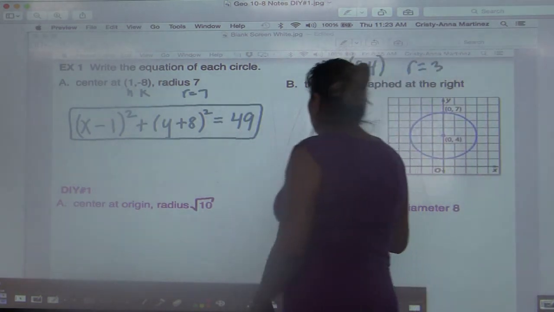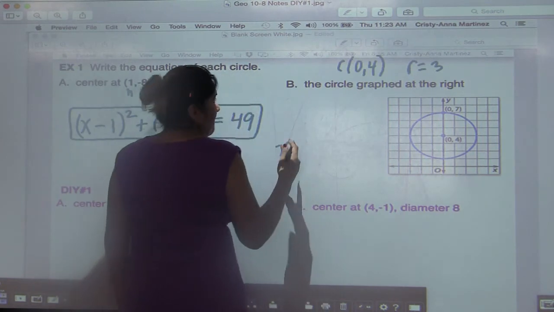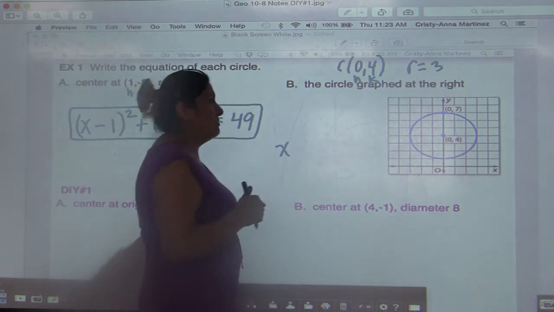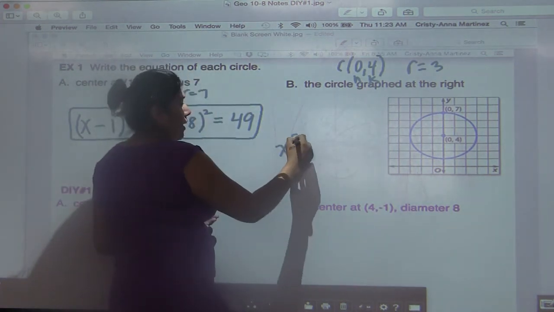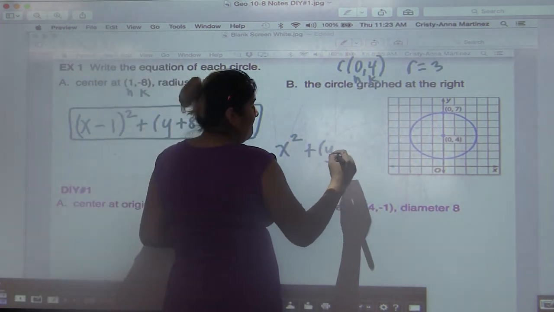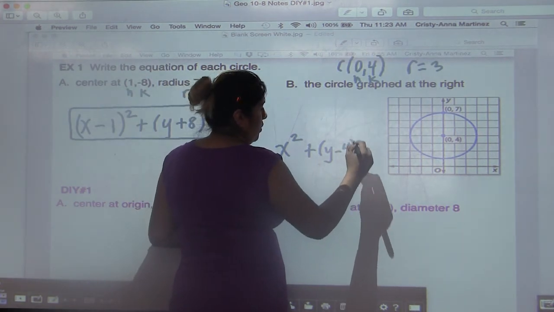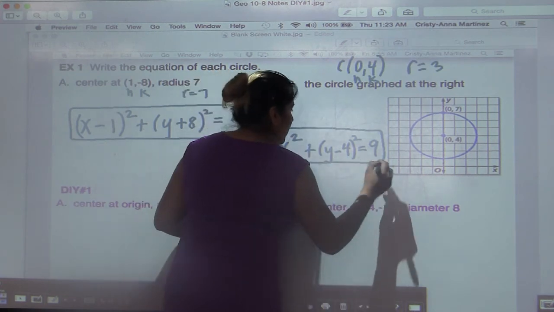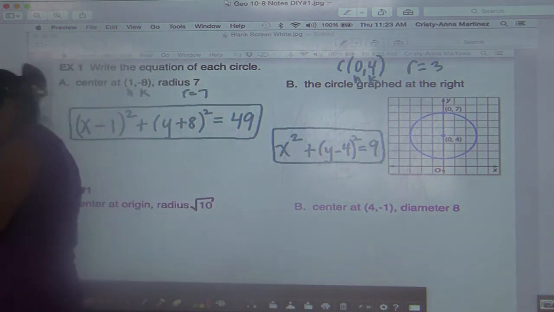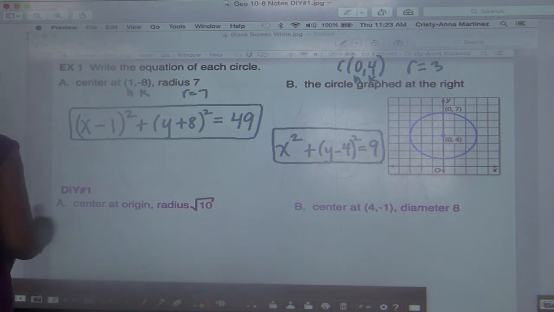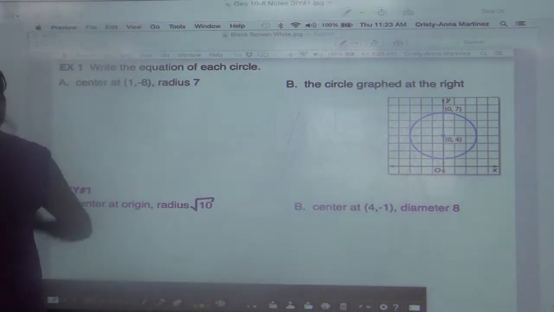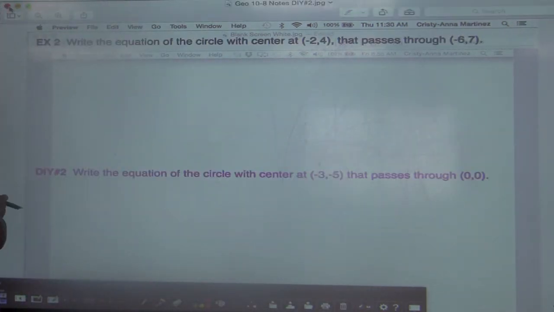So now plugging it into our formula, we're going to get x minus 0, because again, this is going to be my h, and my k. So x minus 0 is just x squared. And then y minus k, or minus 4 squared, equals 3 squared, which is 9. So you get x squared plus y minus 4 quantity squared equals 9, and that's all you have to do. So now you will have to do it yourself number 1, and we will go on to our next example.